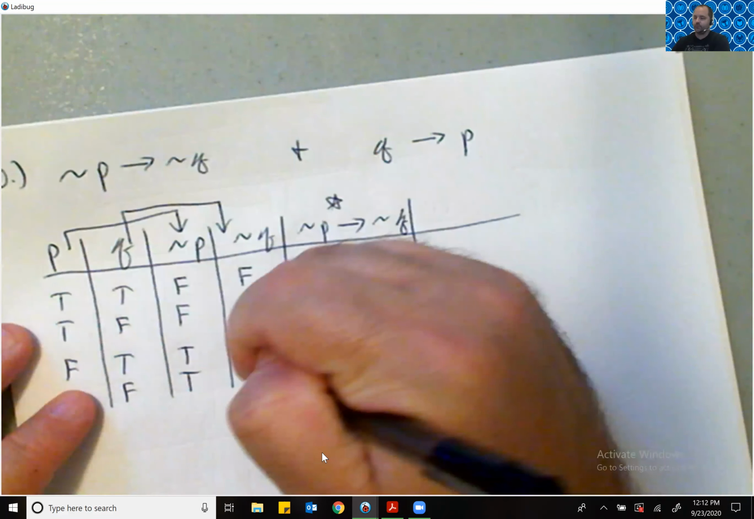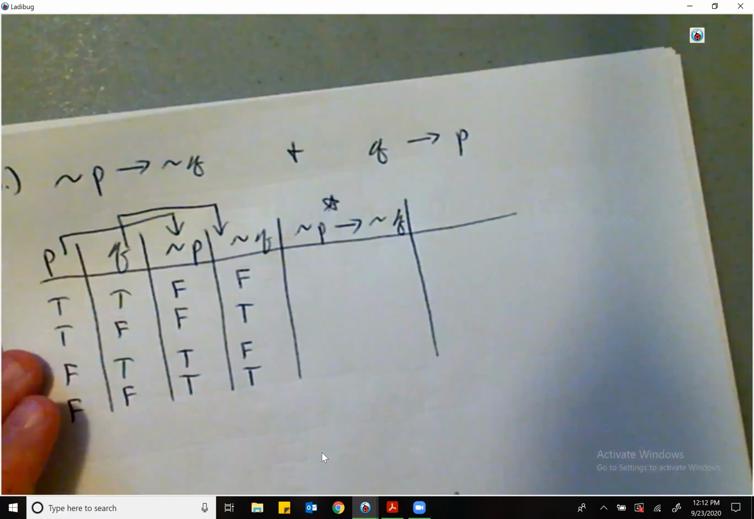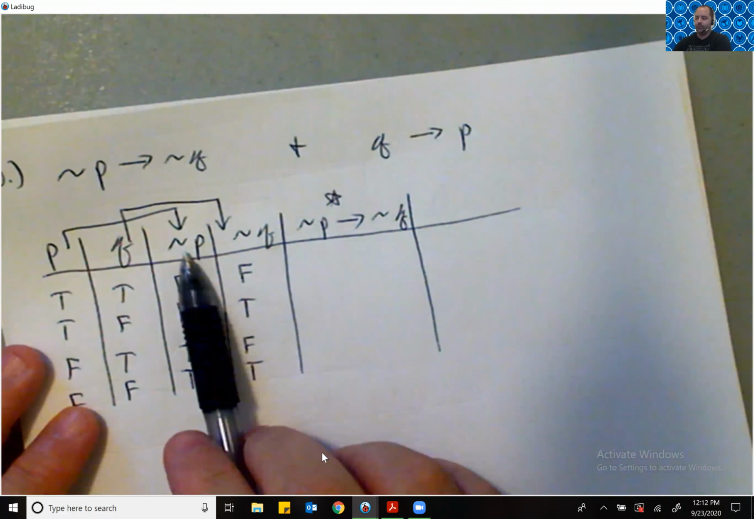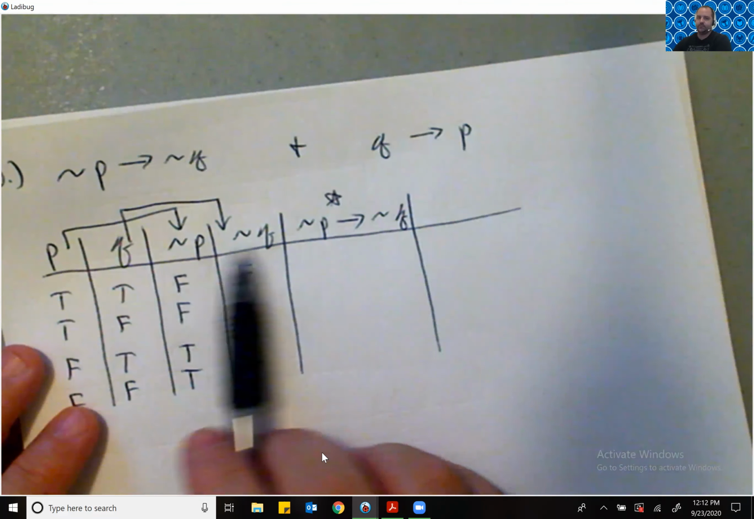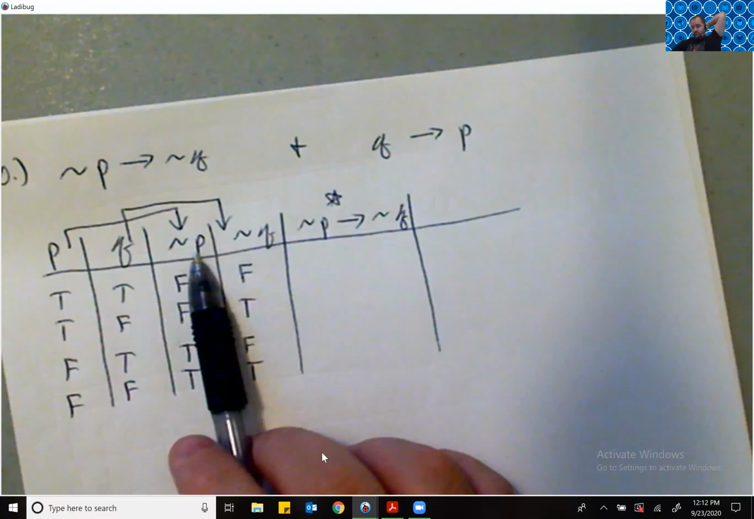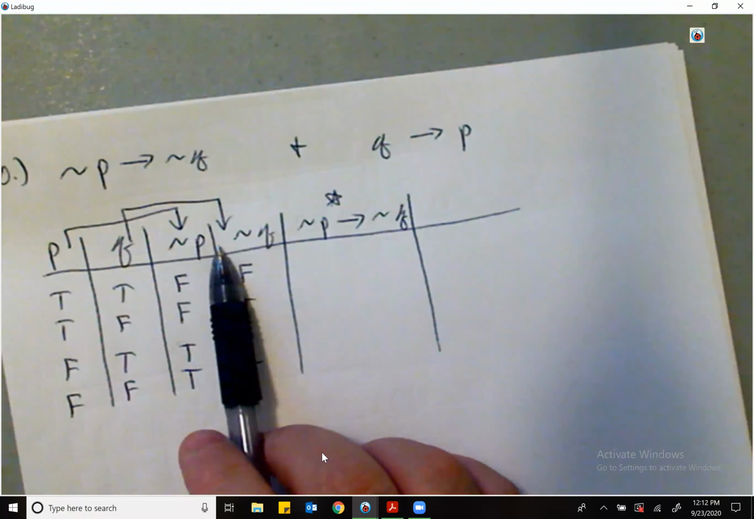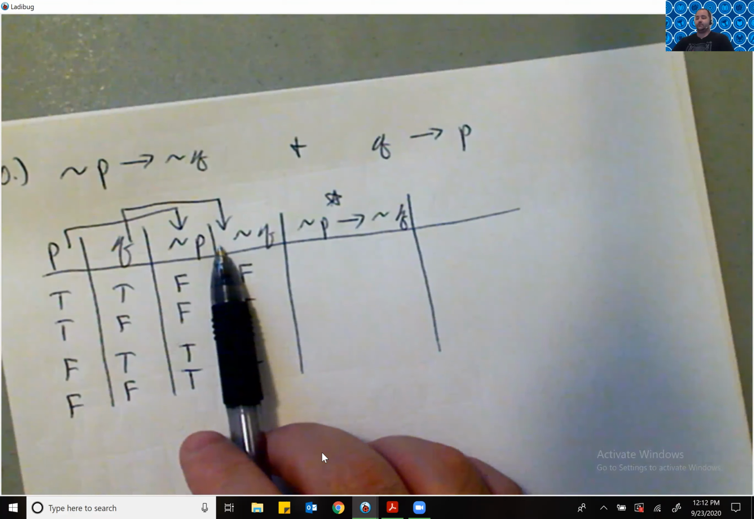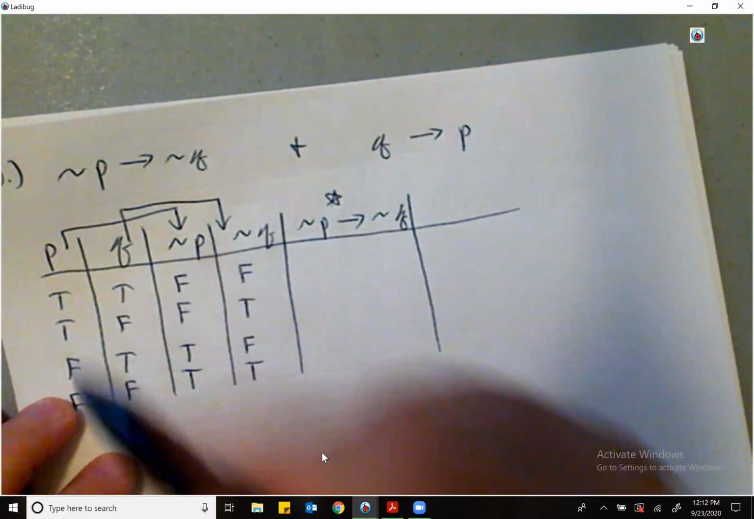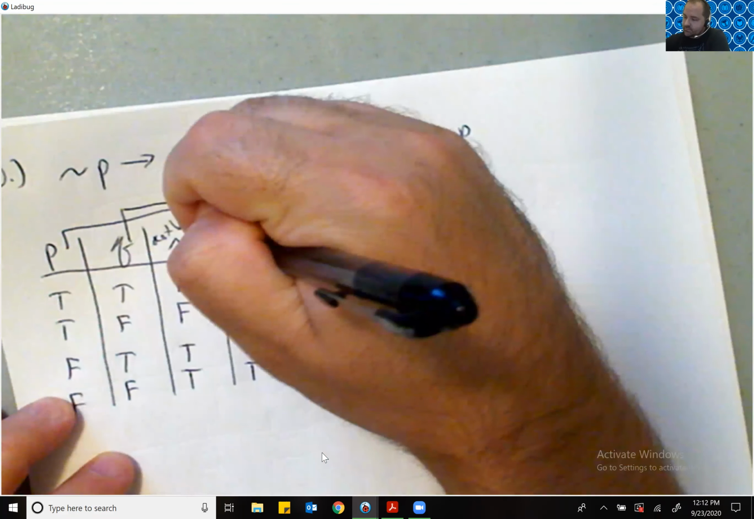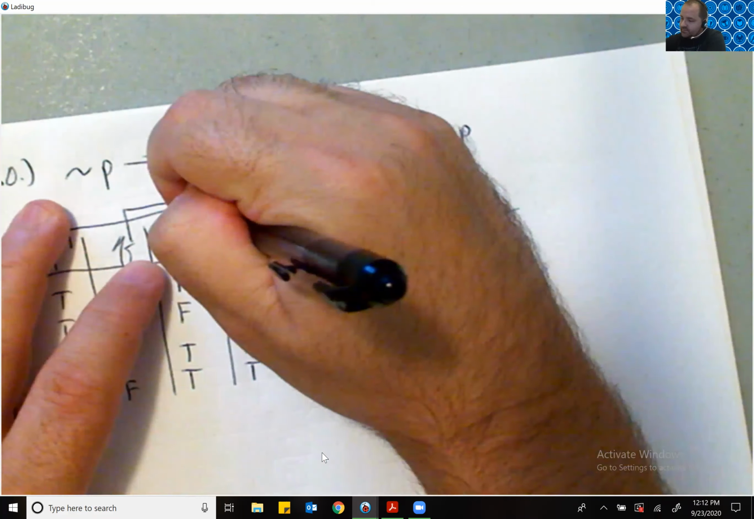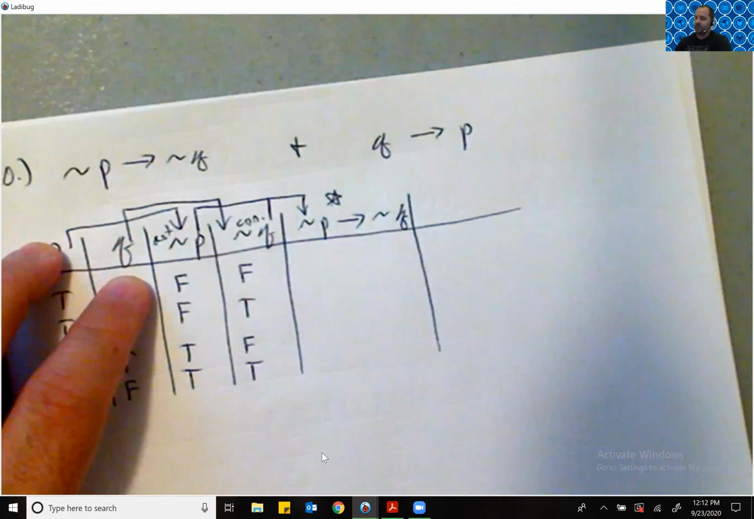Now, this is a conditional, so order matters. Using these two columns right here, the negate P, the negate Q, who's the antecedent? The negate P is antecedent and the negate Q is the consequent. You got it. All right. So we'll use these two columns to help us answer the next piece.